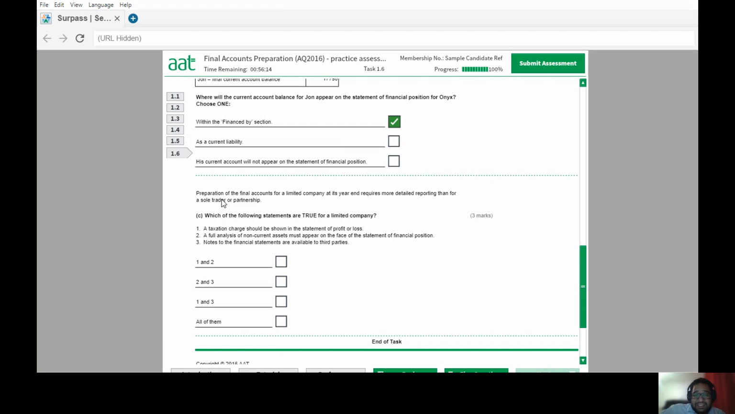A full analysis of the current assets and non-current assets must appear on the face of the statement of financial position. That is not right. You cannot say must appear on the face of the statement of financial position. No, it doesn't have to. They can do that as an annex, but there is no compulsory reason to put a full analysis of the non-current assets on the face of the statement. You don't have to.